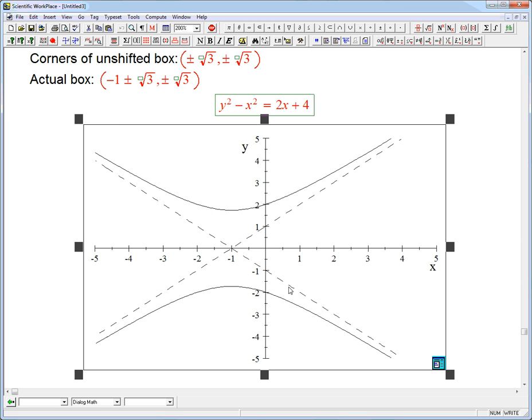So it's a little bit messy. You know, not everything's an integer or even a rational number. But the box is going to be these 4. Draw the asymptotes through the box, and then it's up-down hyperbola.